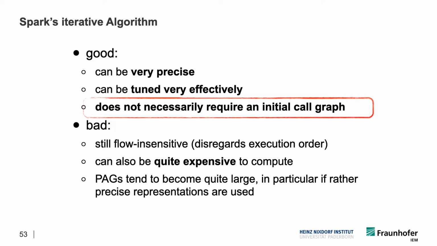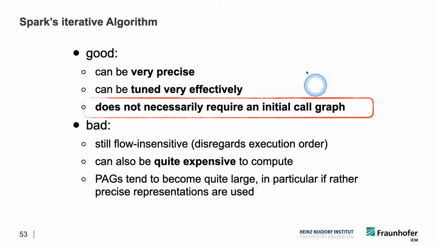It can nonetheless be quite expensive to compute. So if you use a regular Anderson-style pointer analysis, it can take several minutes for larger programs, even though Spark is already relatively efficiently implemented. And also the pointer assignment graphs tend to become quite large. So in particular, if you choose rather precise representations of fields and their assignments, for instance.